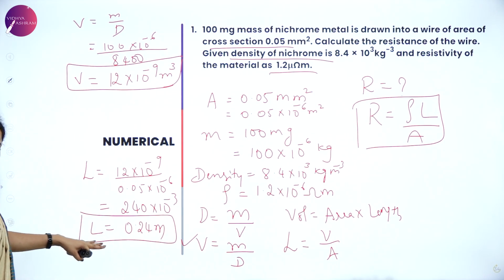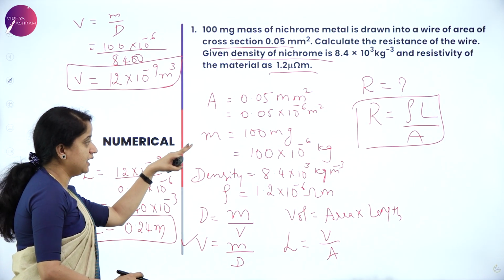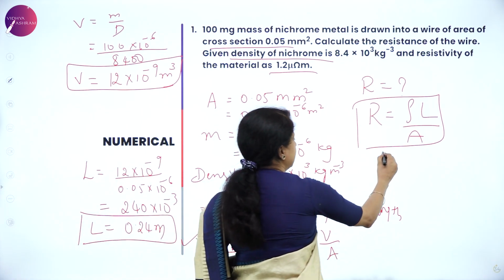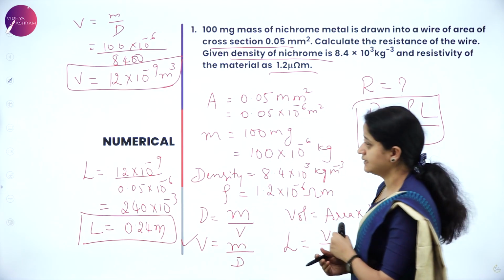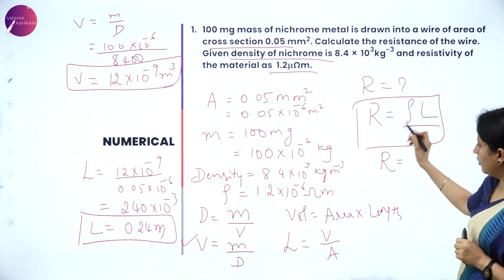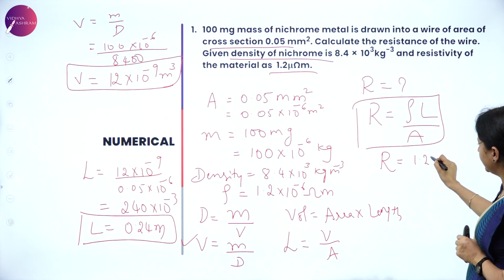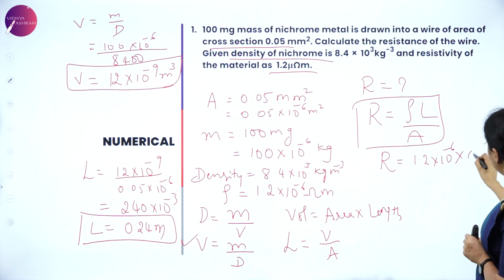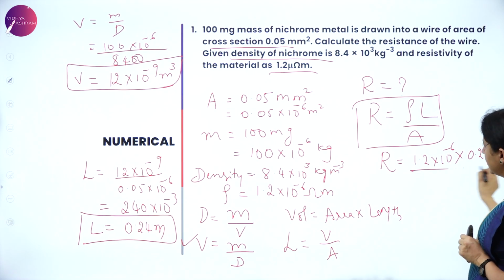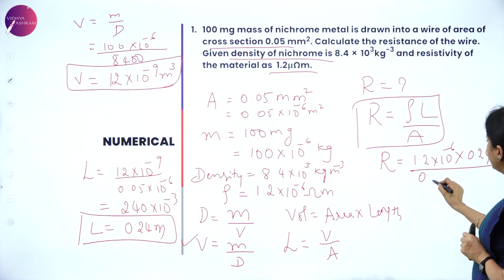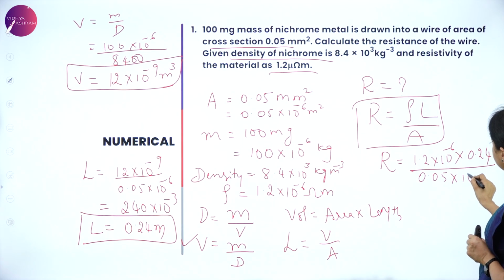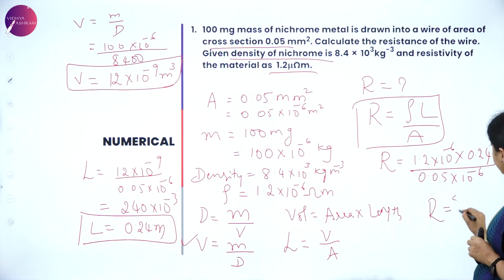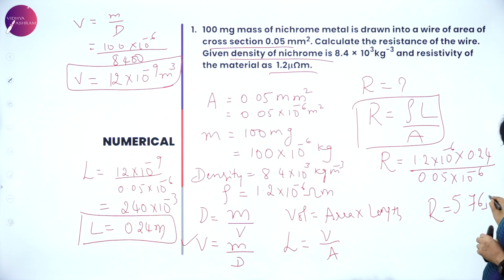Now we know the value of length. We know what is the area. We know what is the resistivity of the material of wire. We can calculate the resistance. That is R is equal to, the rho value is 1.2 into 10 power minus 6 and length value is 0.24. What is area? Area is 0.05 into 10 power minus 6. So solving this, we get R is equal to 5.76 ohms.